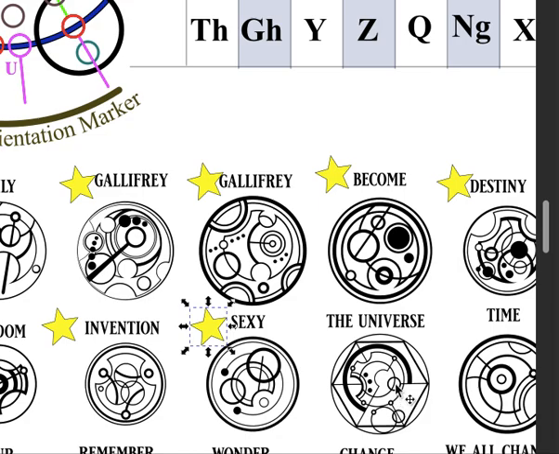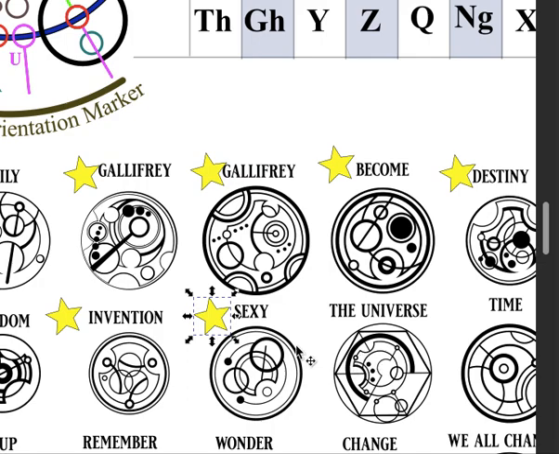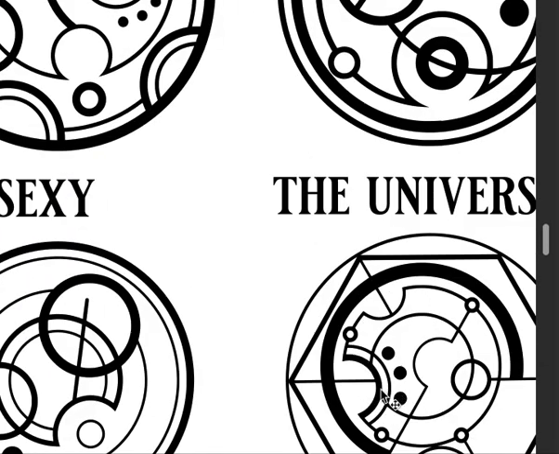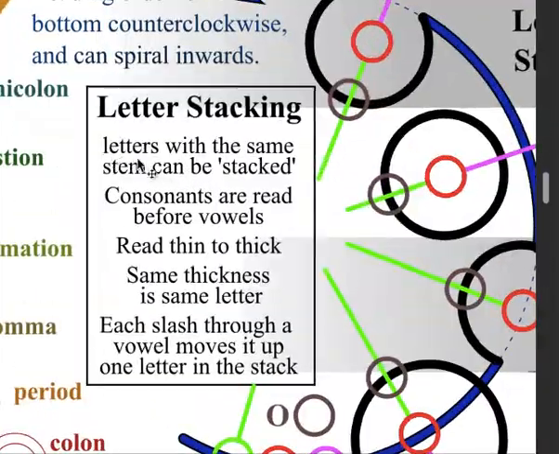So U and I. Then we have this shallow divot with 1 line on it, so that would put it in this 1 line column and this shallow divot column, making it a V. And then we have another E on the line of the word circle, just like that E in the. And now we have a letter stack. These 2 letters are the same stem, and when you have 2 letters in the same stem, they can be stacked. So we read all the consonants before any vowels, and we read thin to thick.